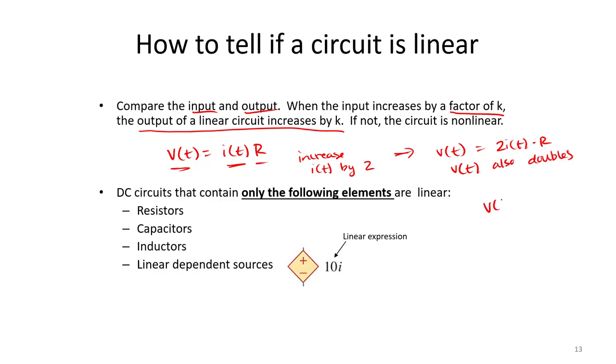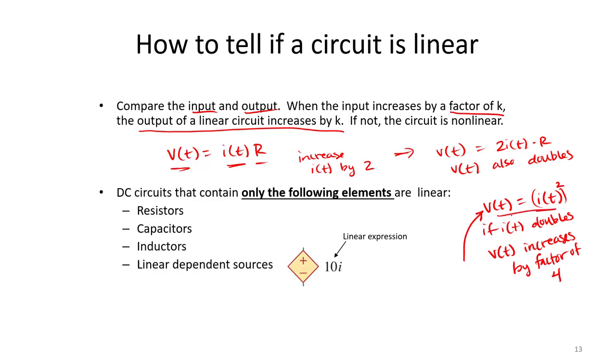But if for some reason we had an unusual circuit element where voltage was equal to current squared, then notice if I of t doubles, V of t actually increases by a factor of 4. So if a circuit element had a behavior like this, it would be considered nonlinear behavior.